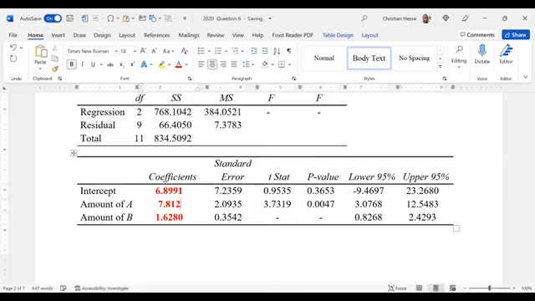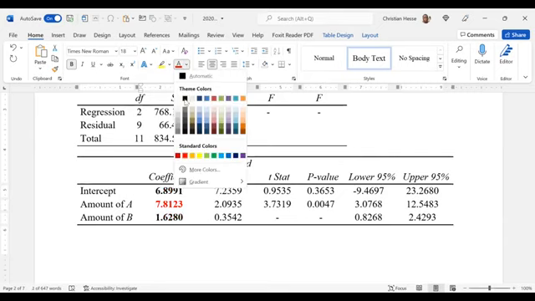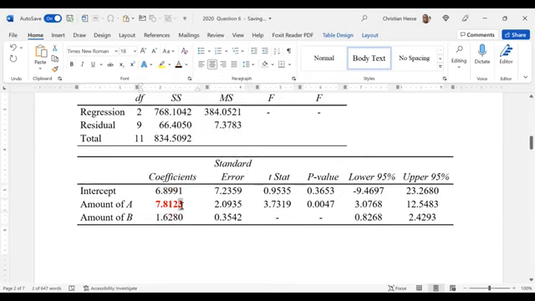Is it 3? Is it correct? It's 7.8127. Is it 27 or 23? It's 27. So this 3 is supposed to be 7. Are you okay?